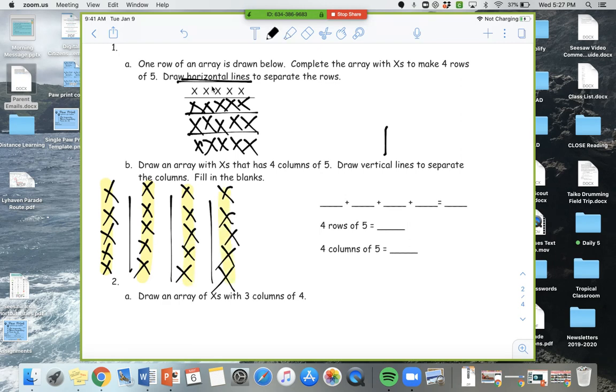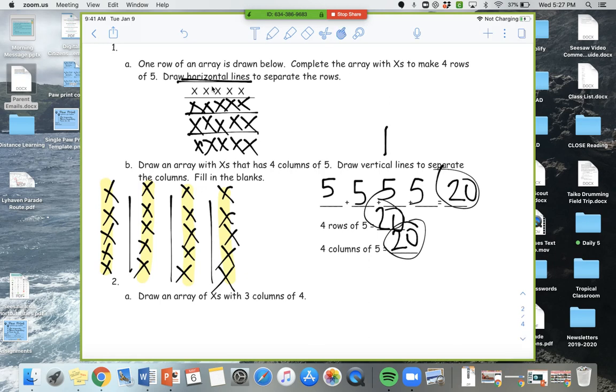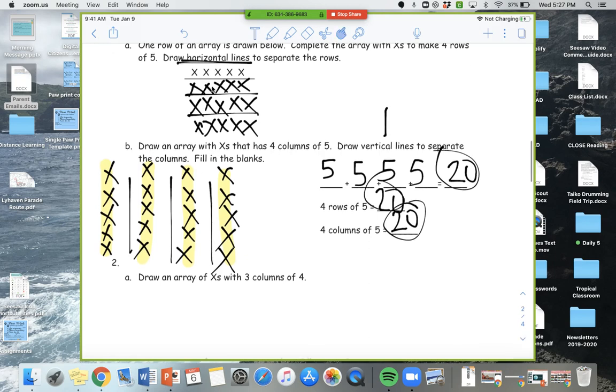And then if you need to write a repeated addition equation to find the product: 5 plus 5 plus 5 plus 5, which equals 20. 4 rows of 5 equals 20. 4 columns of 5 equals 20. Same product, because it's the same numbers that you're working with, either multiples of 4 or multiples of 5.